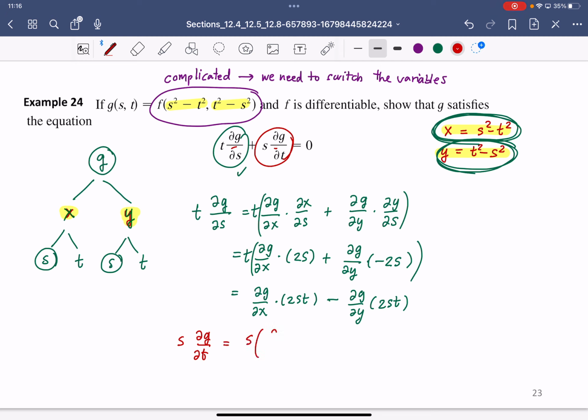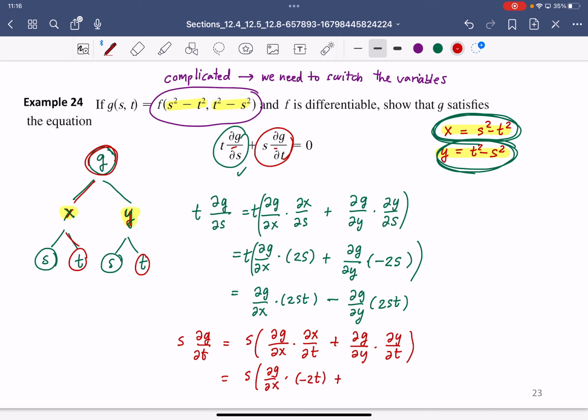So S times this, okay, and then plus this, right? Because from G to T you can go two ways as well. And then now S times ∂G/∂X, you don't know, you keep it. Differentiate X with respect to T, so you get negative 2T. And then ∂G/∂Y, you don't know it. ∂Y/∂T, you know it, 2T. So you can see that at the end they give you ∂G/∂X times minus 2ST, and then plus ∂G/∂Y times 2ST.